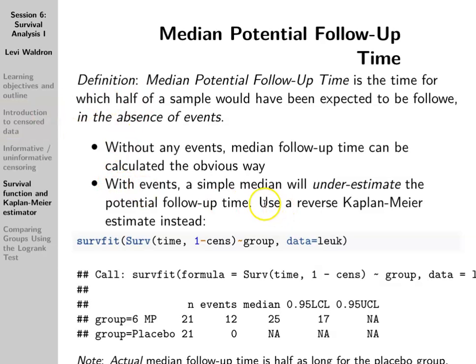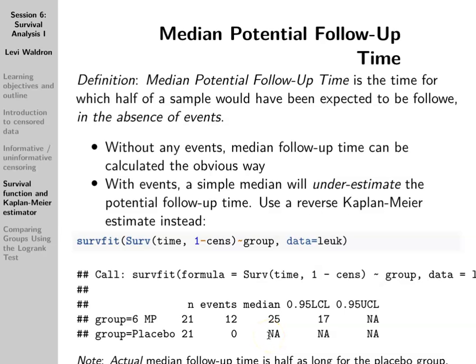And you can do this with what's called a reverse Kaplan-Meier estimate. And all you have to do then is reverse the censoring labels. So all of the censoring become events and all of the events become censoring. And I do that here just by going 1 minus the censoring variable. And then I see a median follow-up, median potential follow-up in the treatment group of 25 weeks.